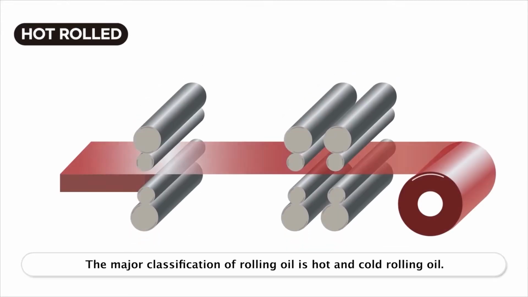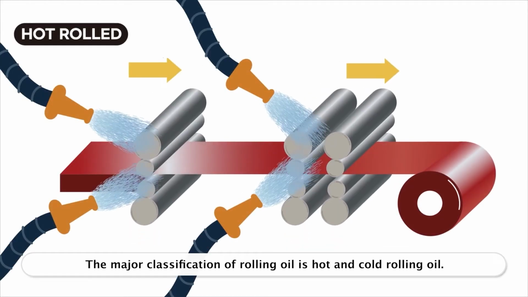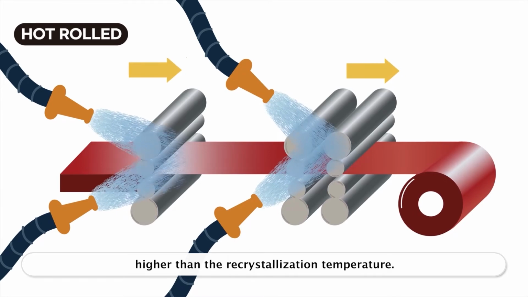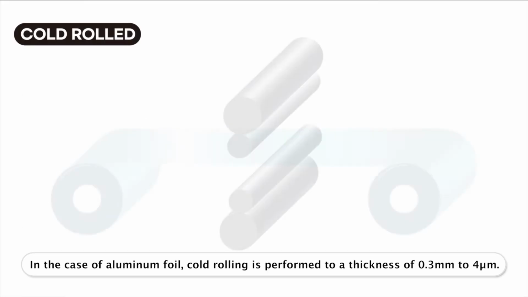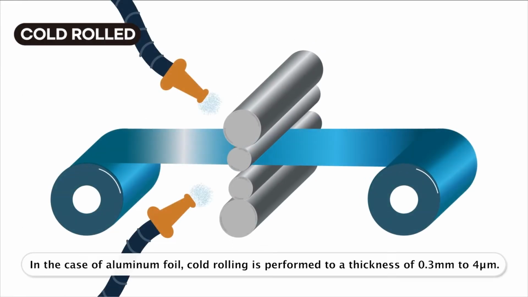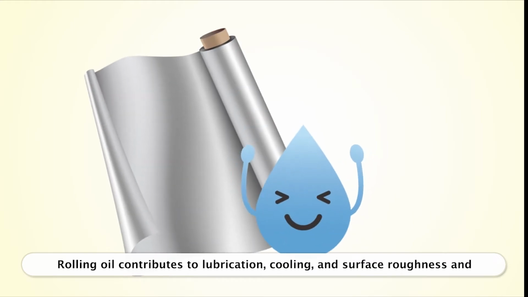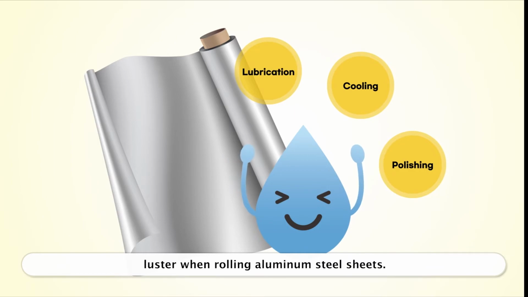The major classification of rolling oil is hot and cold rolling oil. To remove impurities, hot rolling is performed at a temperature higher than the recrystallization temperature. In the case of aluminum foil, cold rolling is performed to a thickness of 0.3 millimeters to 4 micrometers. Rolling oil contributes to lubrication, cooling, and surface roughness and luster when rolling aluminum steel sheets.